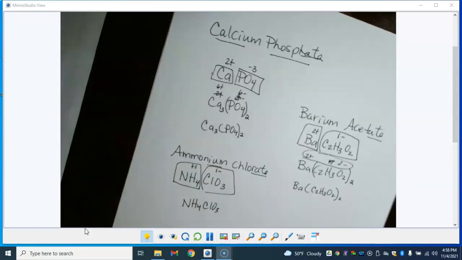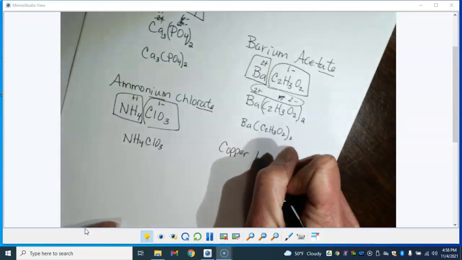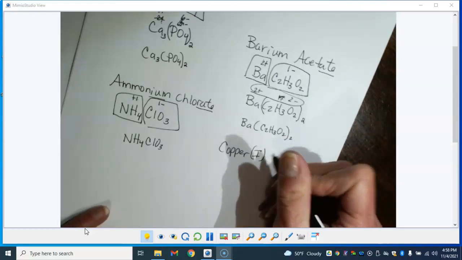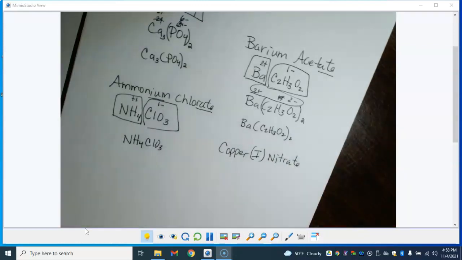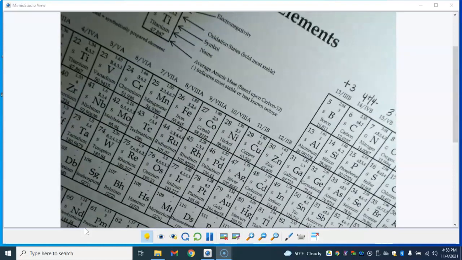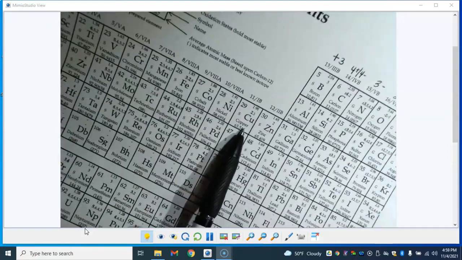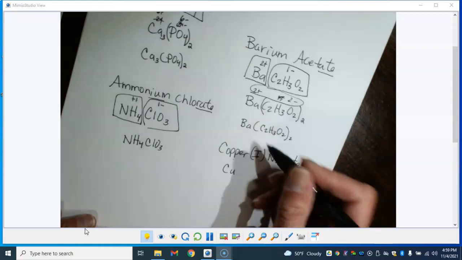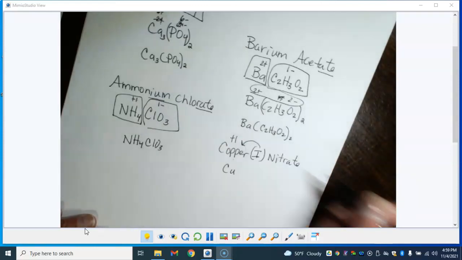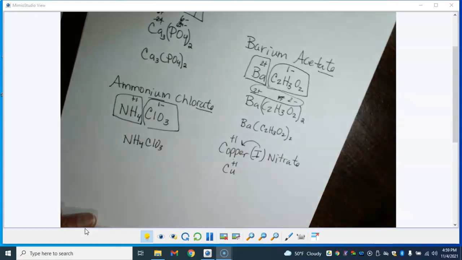Let's do one more. Let's look at copper(I) nitrate. Okay. So the first thing I'm going to do is find the symbol for copper. So I look on my periodic table, and the symbol for copper is Cu. If you remember, that Roman numeral 1 tells me that copper has a +1 oxidation number. I don't even have to look for it. It's in the name. So I'm going to put +1.